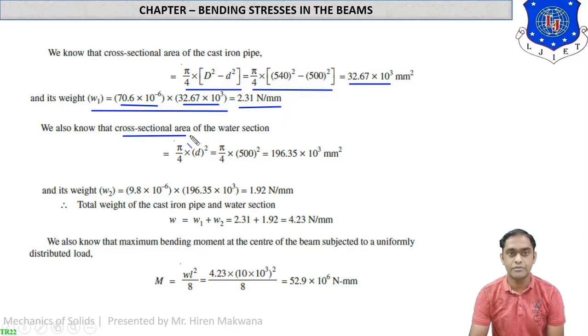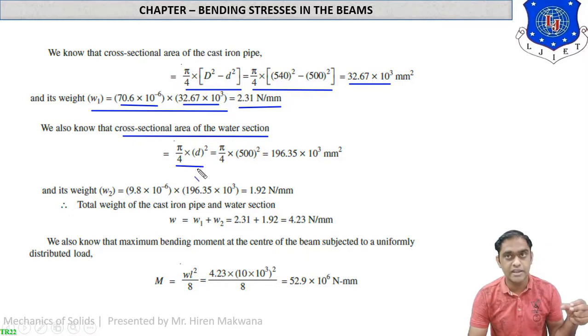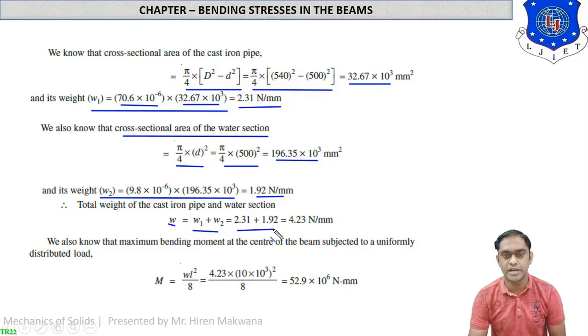But when we are finding the weight of the water only, then we have to take the cross section area for the water only. Now water is running through the inside diameter only, so we take the cross section area of the inside diameter only, that is pi by 4 d². So pi by 4 × 500² gives 196.35 × 10³ mm². So its weight W2 is equal to density into cross section area again, that is 1.92 Newton per mm. Now the total weight W is equal to W1 plus W2, which is 2.31 plus 1.92. The answer will be 4.23 Newton per mm.